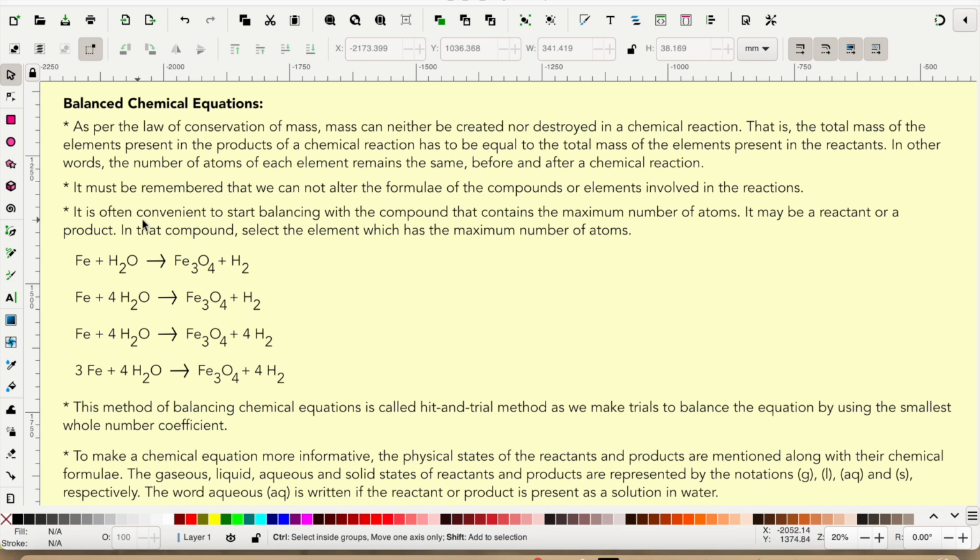It is often convenient to start balancing with the compound that contains the maximum number of atoms. It may be a reactant or a product. In that compound, select the element which has the maximum number of atoms.